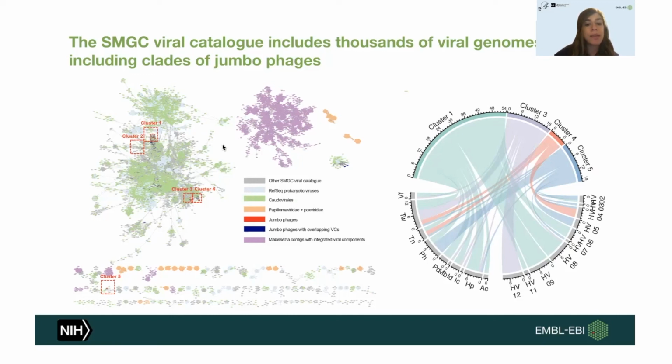So here we have the RefSeq prokaryotes in light blue, and the SMGC, you see a big clustering with the RefSeq prokaryotic viral sequences. This big cluster belongs to Caudovirales, which includes the families Myoviridae and Siphoviridae. We also recover eukaryotic viral sequences that have been previously found on human skin. These include Papillomaviridae and Poxviridae.